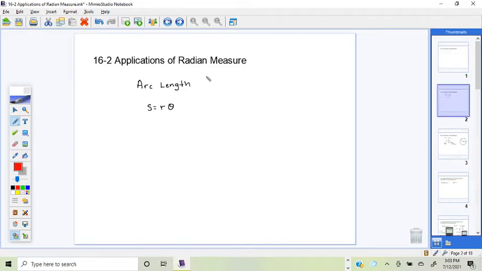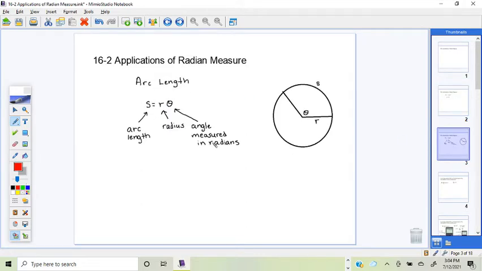Okay, when you were in geometry, we had a formula for arc length. The arc length formula, actually, when we have radians, is a little bit simpler. It is simply the radius times the angle measure in radians, theta in radians. If you don't have the angle measure in radians, then you can't use this formula. So this is where we need to be able to go back and forth.